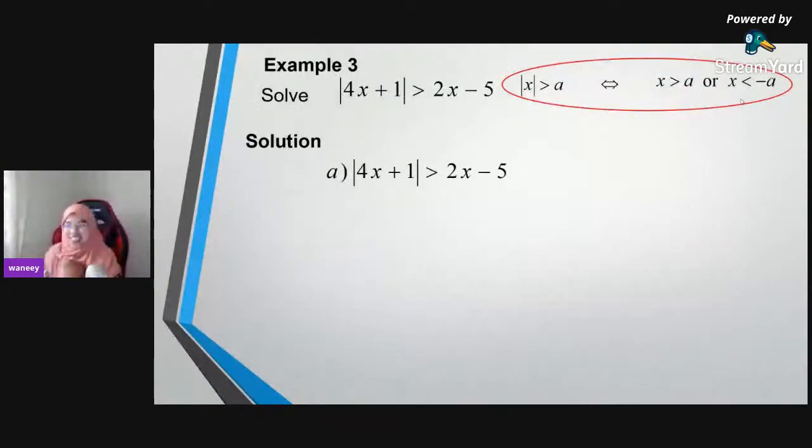Okay, so now example 3, everyone stop looking at my chair. It won't help you.